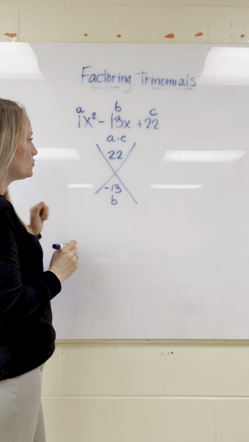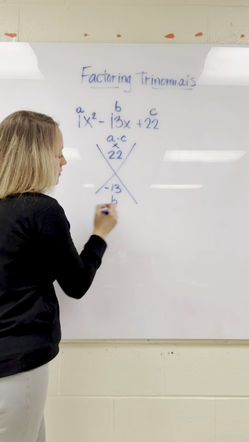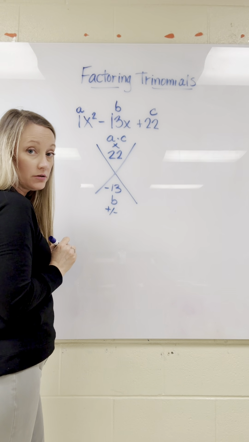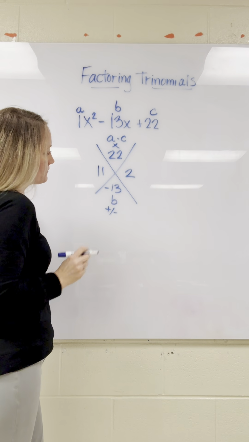And now you're looking for two numbers that multiply to give you that top number and add to give you this bottom number. The two that I will use would be 11 and 2.